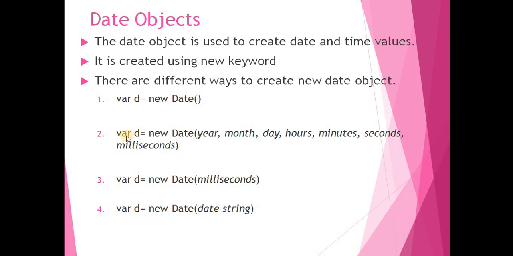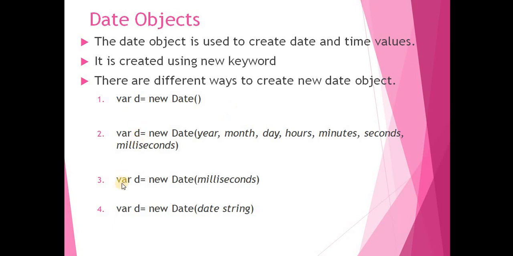Next type, var d equal to new Date. Inside the parenthesis, year, month, day, hours, minutes, seconds, milliseconds. You can specify all these values. Depending on these values, it is going to assign a date to variable d. So whatever year, whatever month you are going to write, that will be assigned to variable d.